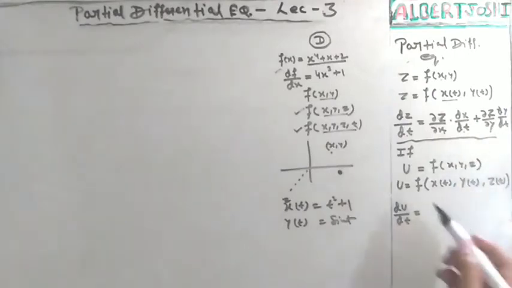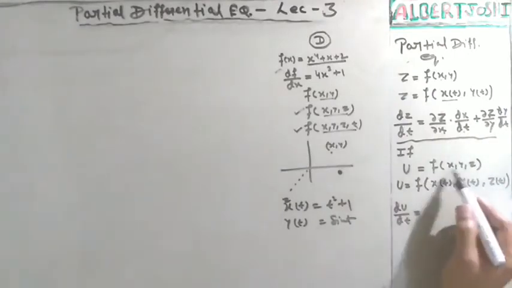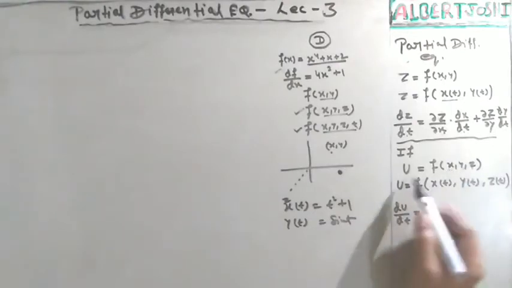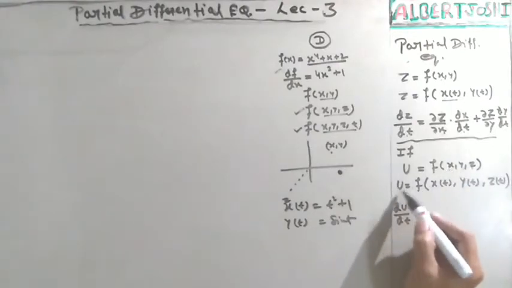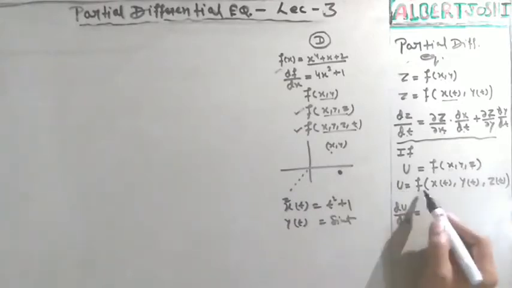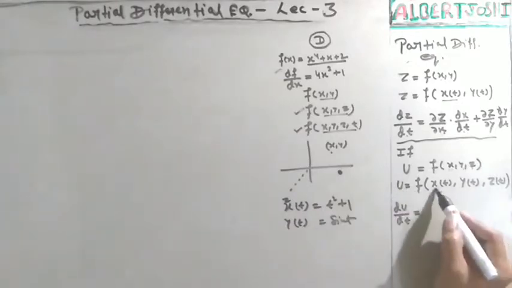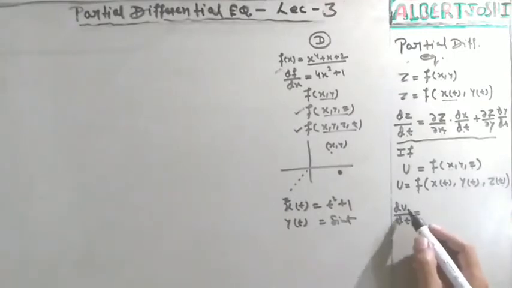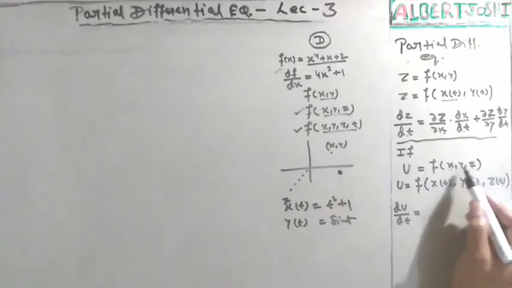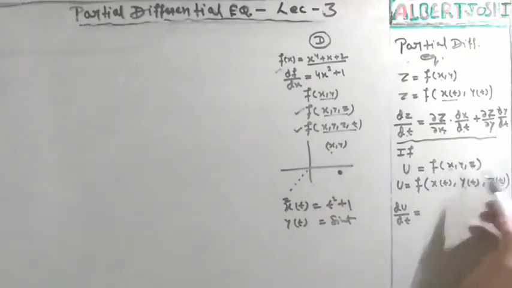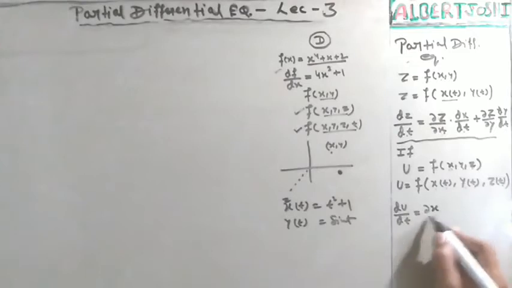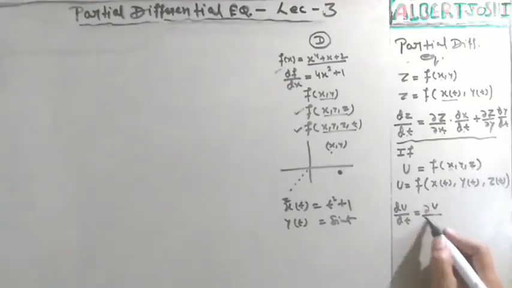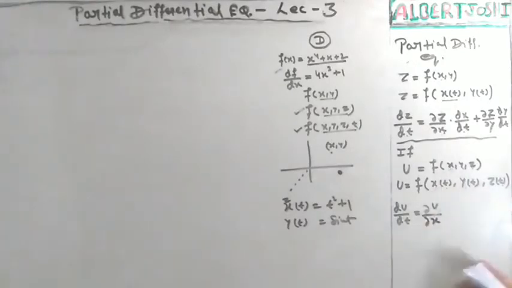Suppose you have another function with a total of 3 variables, and these variables are also behaving like functions. Then you will represent this function u like this: u is equal to f of x(t), y(t), z(t). In this condition, how will you differentiate? You can see that in u there are a total of 3 variables, x, y and z. At first you will differentiate u with respect to x because x is here.